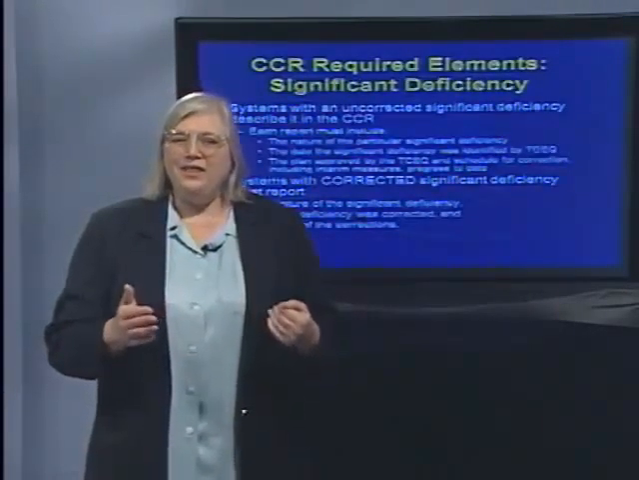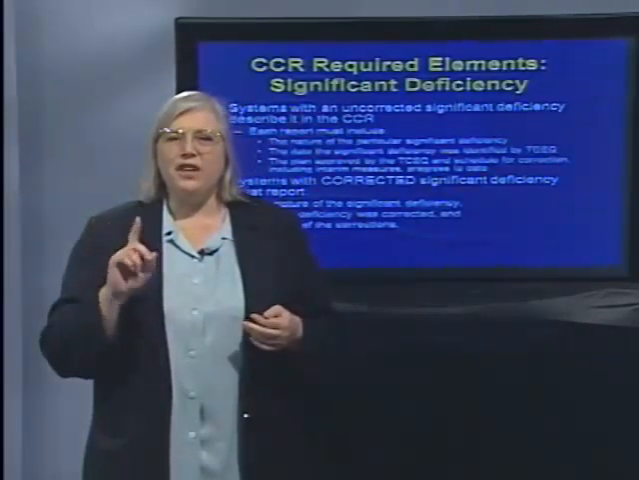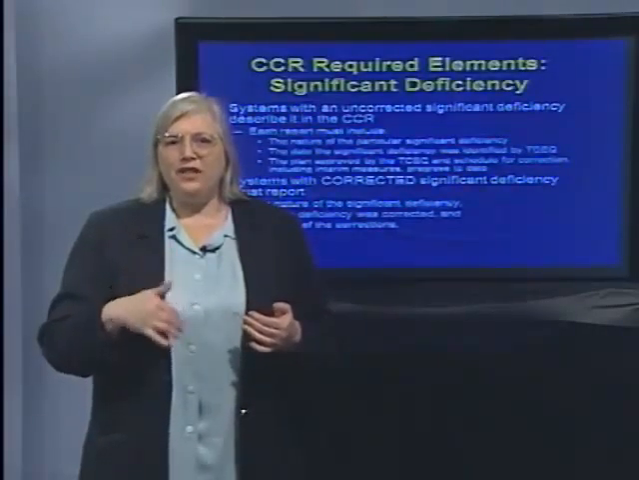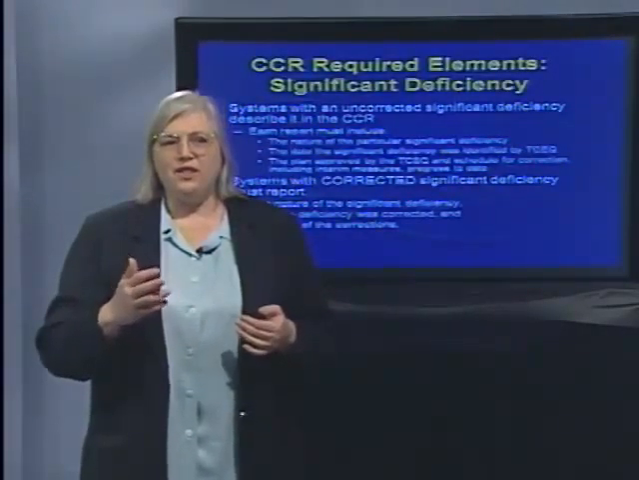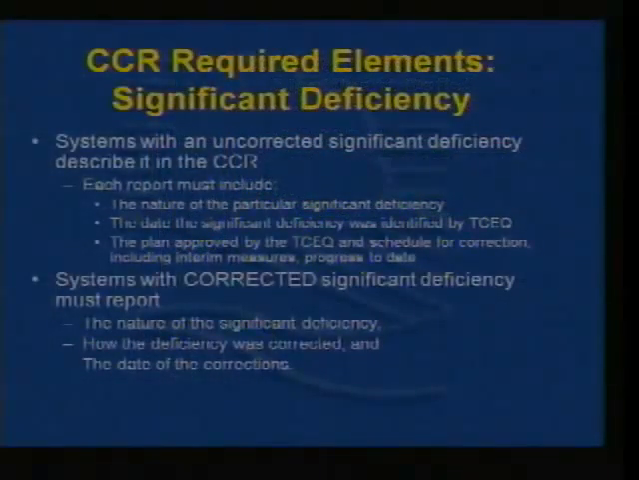So back to significant deficiencies. If you'll recall, Sean Stewart talked about that this morning. If the field investigator finds a significant deficiency at the system, that's going to have to be described in the Consumer Confidence Report for community systems. And that significant deficiency notification is going to have to include details about what happened, just like everything else. What was the nature of it? When was it found? And what your plan is for fixing it.